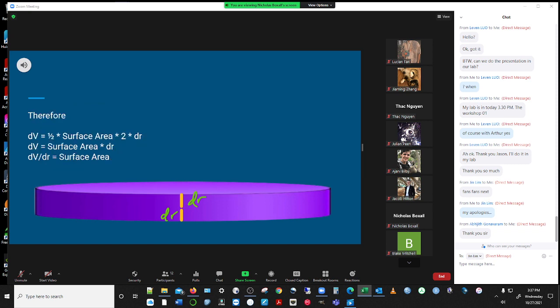Summing these values into the volume of a cylinder formula gets a half times the surface area times 2 times dr. Cancelling out the half and the 2 and dividing by dr gets the answer that dV/dr equals the surface area.